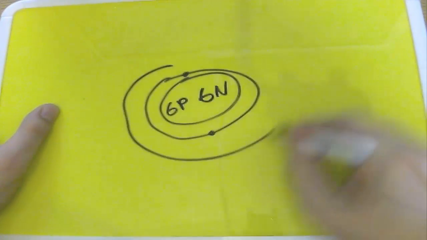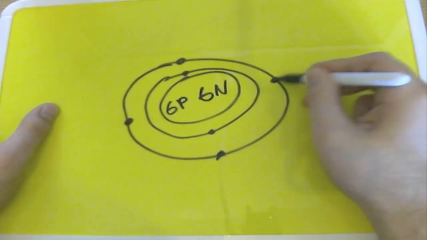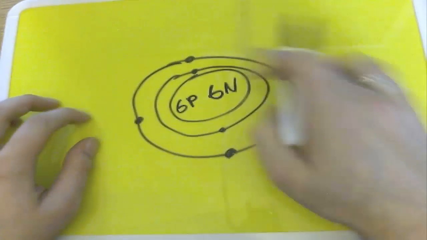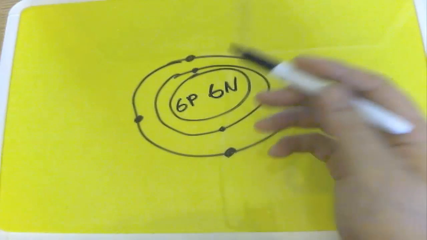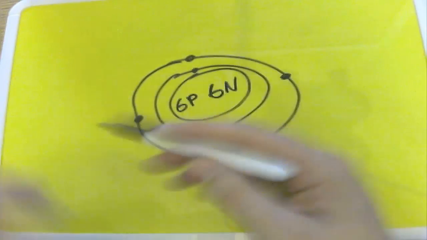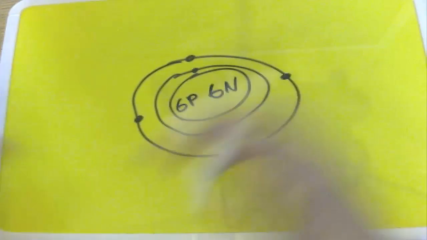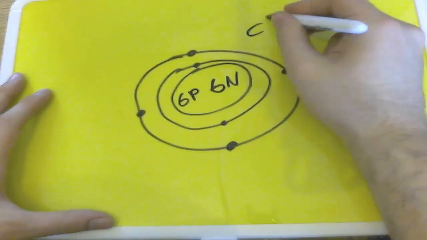2 and then 4 on its outermost. There we go. Carbon 12. It has 4 on its outermost because it's in group number 4. Like hydrogen has 1 because it's in group 1. Oxygen has 6 because it's in group 6, and so on and so forth. So yeah, this is carbon 12.